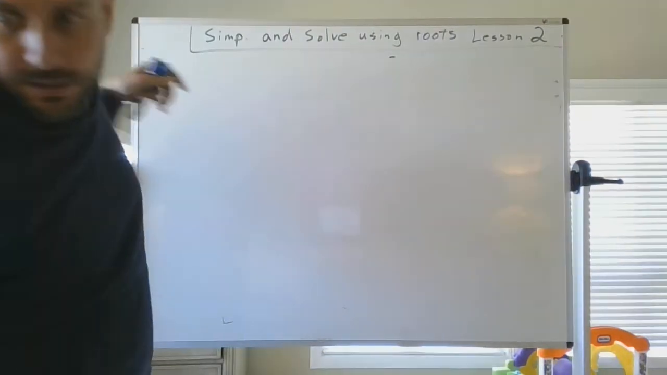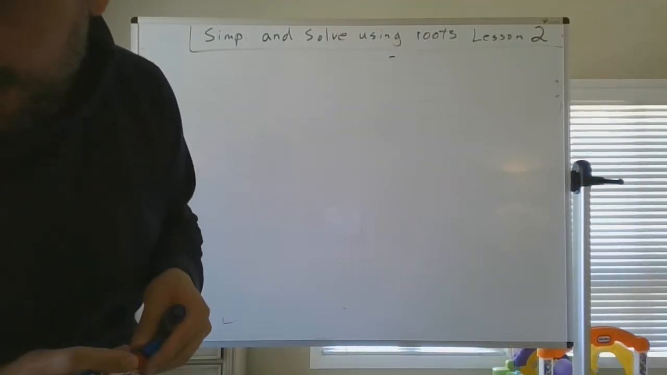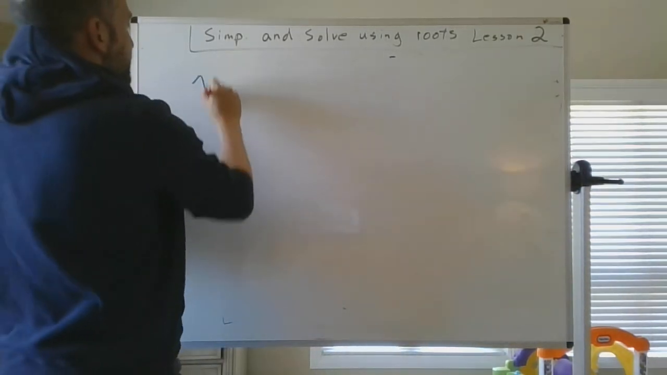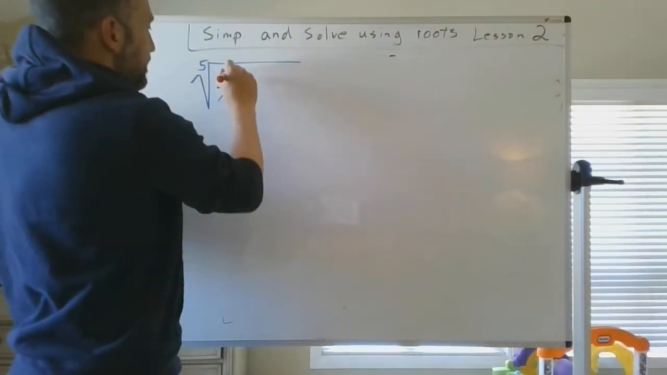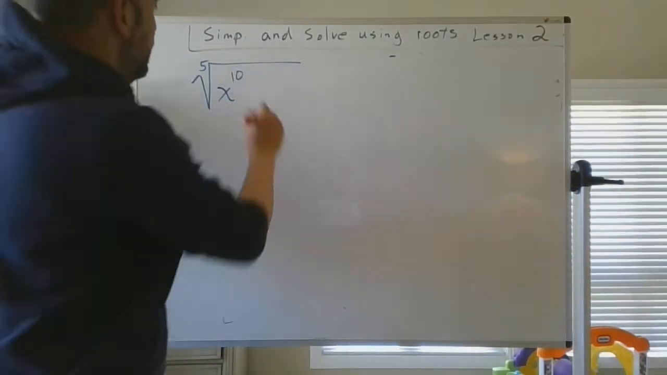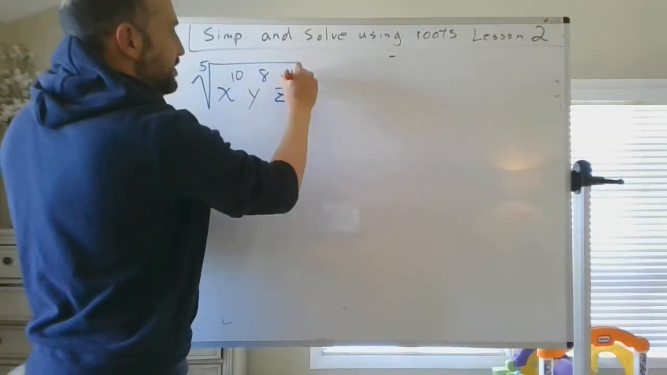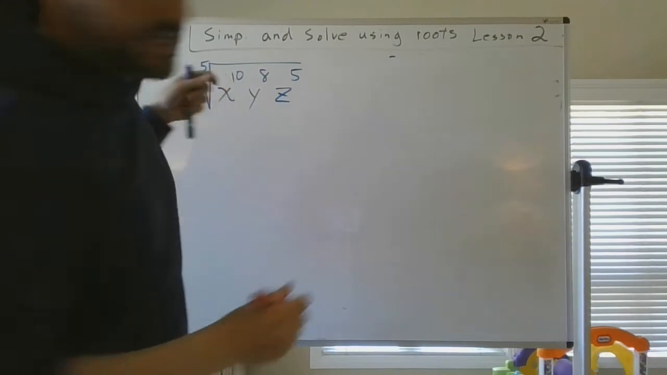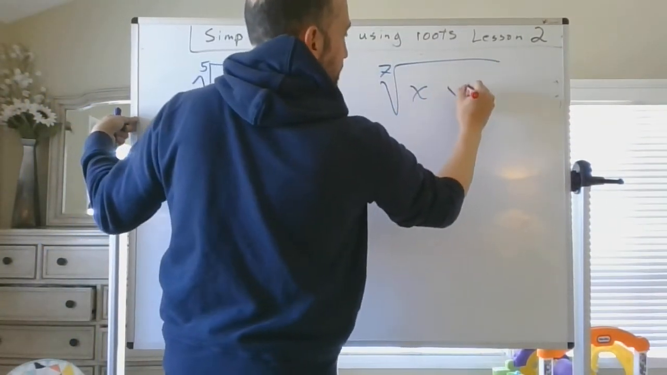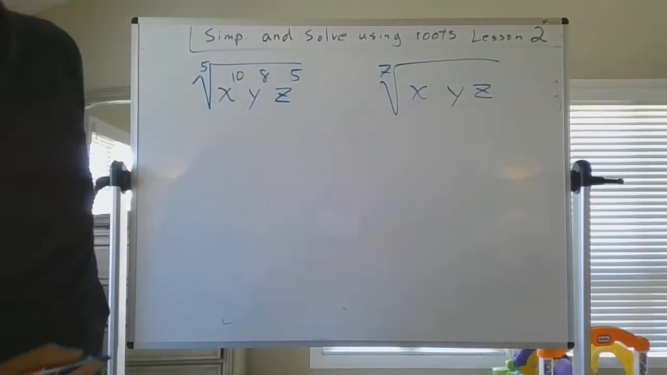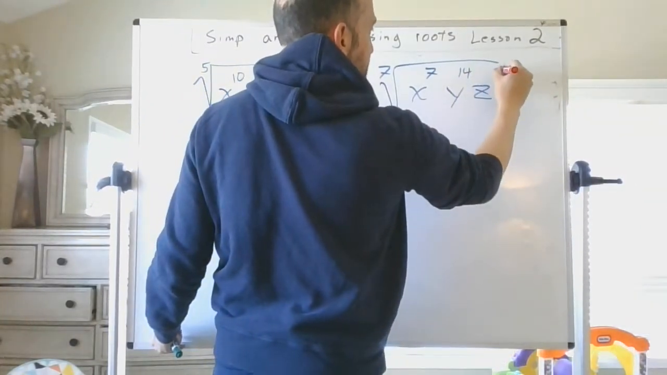Okay. That's done. Now I want to jump to something. What if I said the 5th root of x to the power of 10, y to the power of 8, z to the power of 5? And let's get you a second one too. Let's do the 7th root of x to the power of 7, y to the power of 14, z to the power of 9.